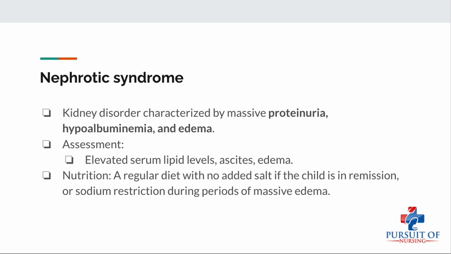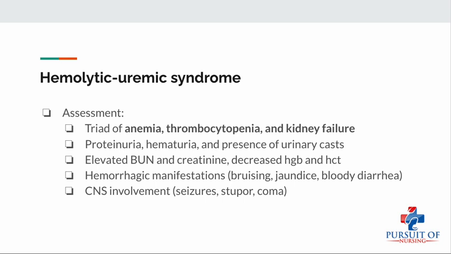However, if they are experiencing massive edema from an acute case of nephrotic syndrome, they're definitely going to be placed on a sodium restriction. Okay, hemolytic uremic syndrome is a triad of anemia, thrombocytopenia, and kidney failure. So anemia, thrombocytopenia, and kidney failure.